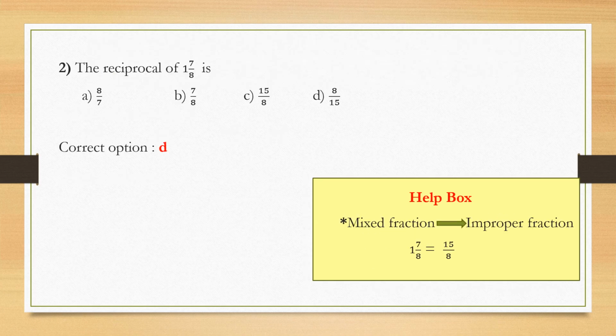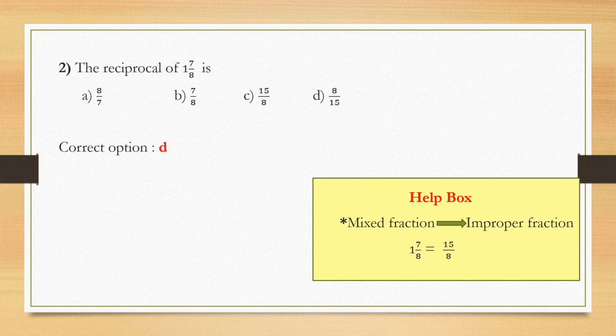Come to the second MCQ. The reciprocal of 1 whole 7 upon 8 is, your options are A, 8 upon 7, B, 7 upon 8, C, 15 upon 8 and D, 8 upon 15.